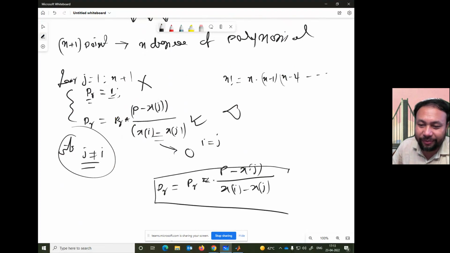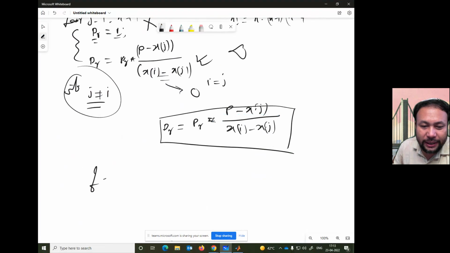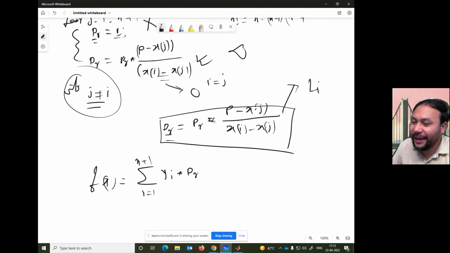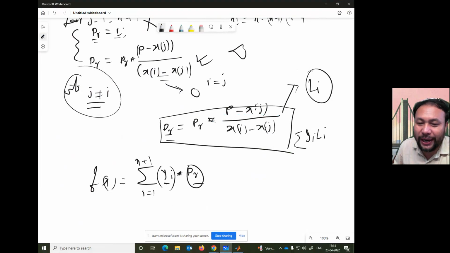This is our PR. What was the Lagrange's formula? The Lagrange's formula was f of x is equal to summation of i equals 1 to n plus 1 of yi. Yi is with me. I already have the multiplication of this PR, because this complete part represents Li. So our formula was summation of yi into Li. Now this yi I already have. If I do the product with this one, I can get yi into Li.